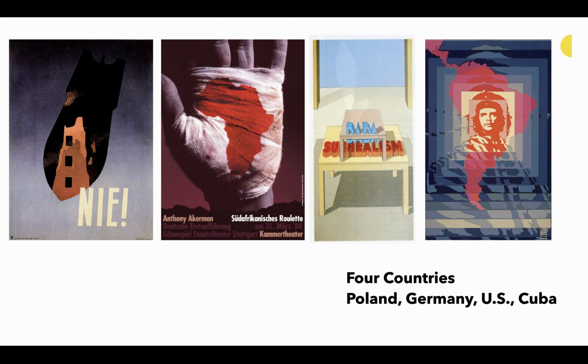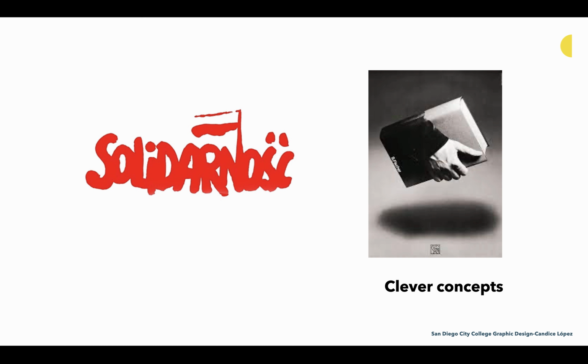There are 4 countries in this style, so it's most often mixed up with the New York school. So if it isn't in English, if it's in Polish, or German, or Spanish, you're going to be in luck. So Poland, Germany, the United States, and Cuba, here we see examples of each, but they're all really conceptual ideas. They're really clever concepts. Even if it's a logo, it's all about the concept.